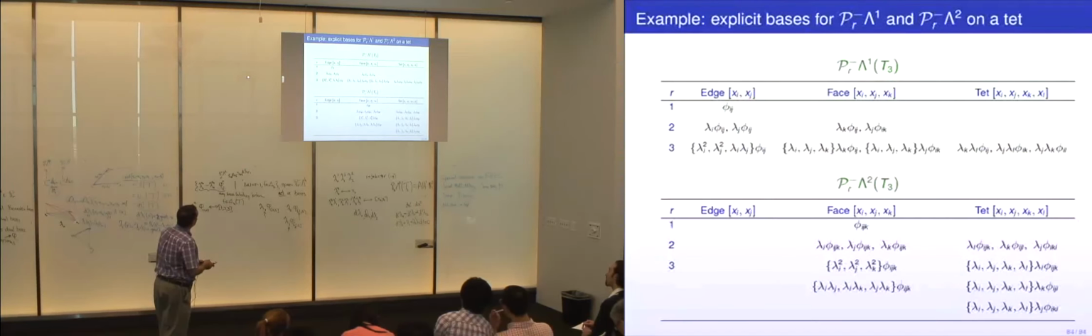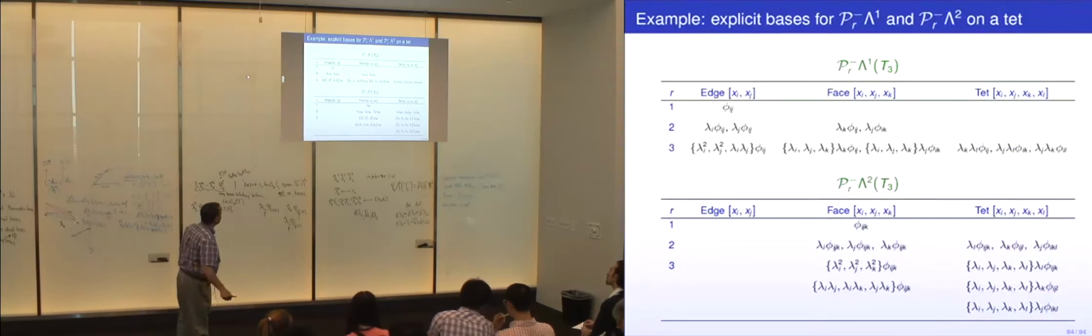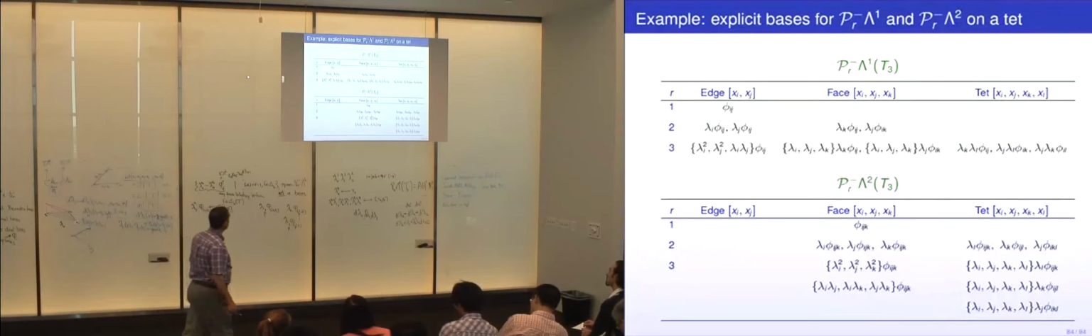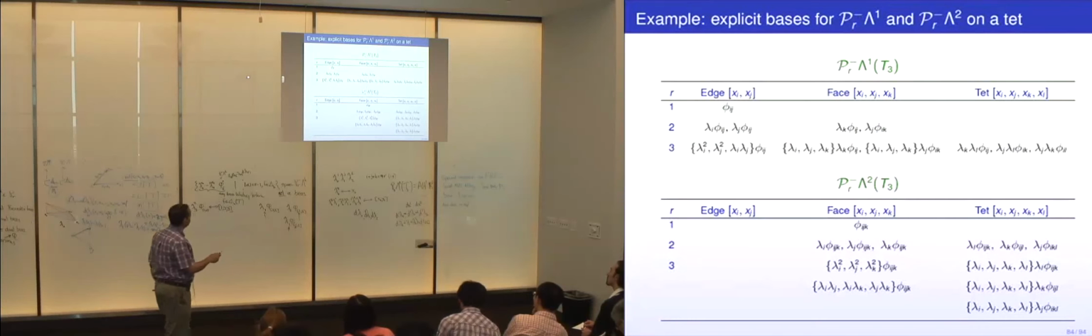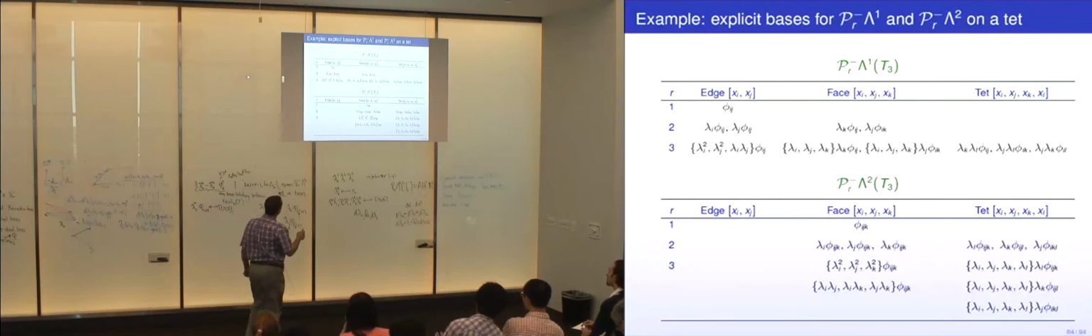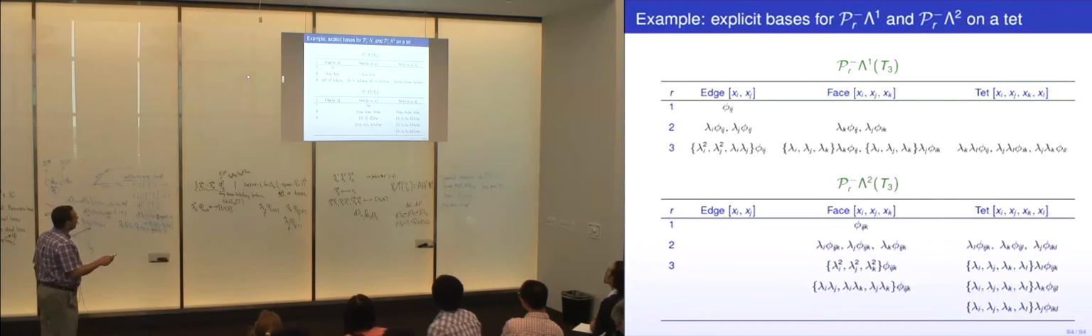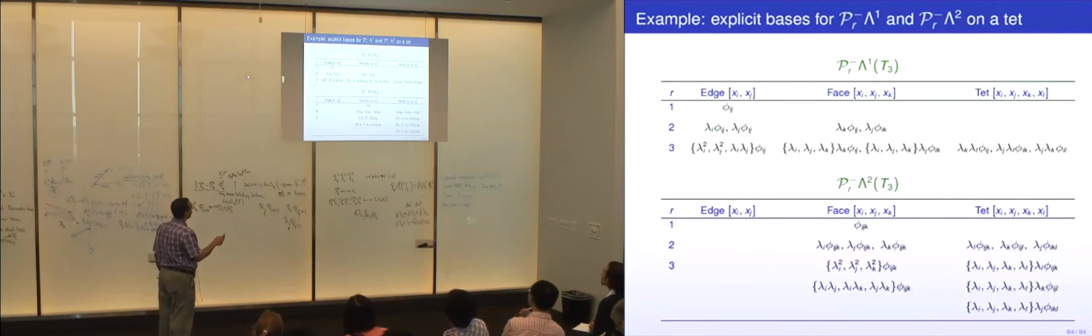Okay, and I think this is the last slide. So here I write down explicitly the basis for P_r minus lambda 1 and P_r minus lambda 2 on a 3-dimensional simplex. So I don't have 0 forms, so nothing happens on the vertices. For the 1 forms, things happen on the edges, the faces, and the tets. There are basis functions associated with edges, faces, and sometimes tets, depending on the degree. And for P_r minus lambda 2, there's no basis functions associated with edges, just faces and tets. So P1 minus lambda 1, we have the Whitney forms. So if it's the edge xi, xj, it's phi ij.